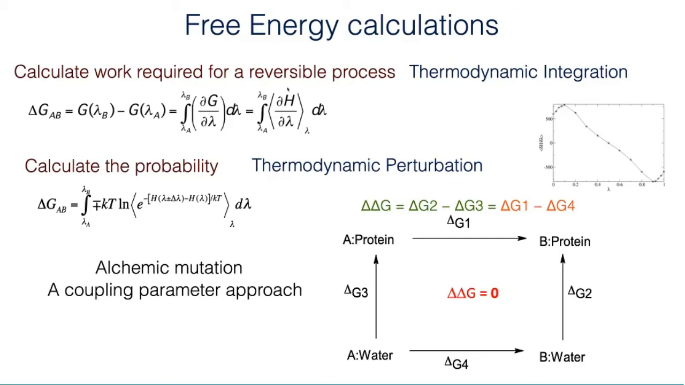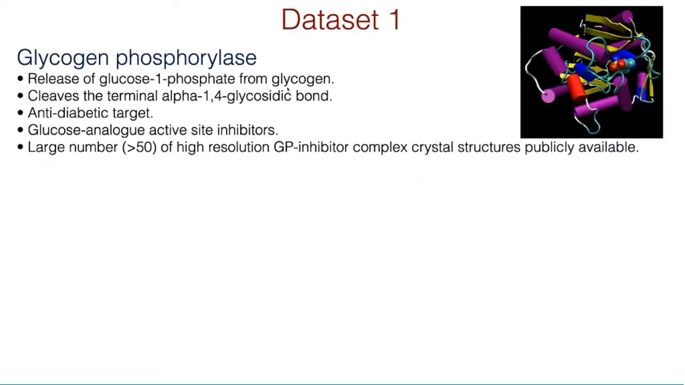The first data set we tried was glycogen phosphorylase, which is an interesting target for diabetes, and there are more than 50 high resolution structures available in the public database, for example, the Protein Data Bank, and we have a lot of biological and inhibition data available. This represents a nice data set because we have a lot of structures and a lot of binding data, and we can develop and validate any of our methods. All right, this is a good starting point.